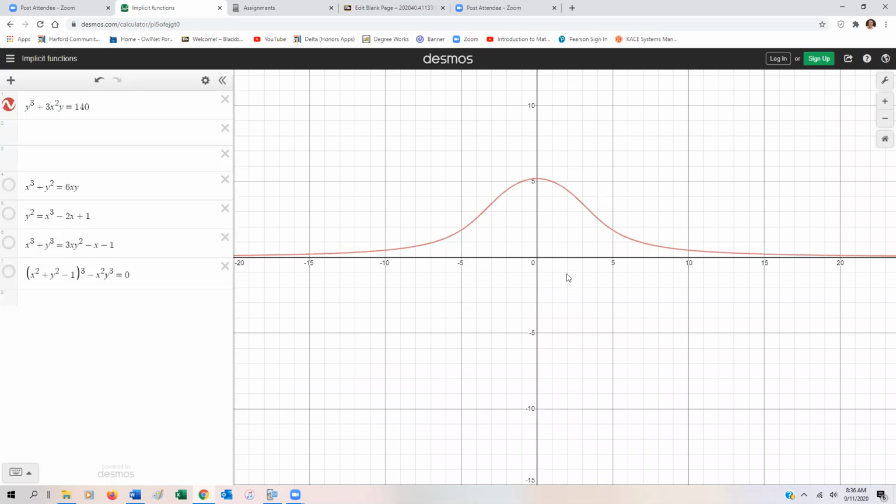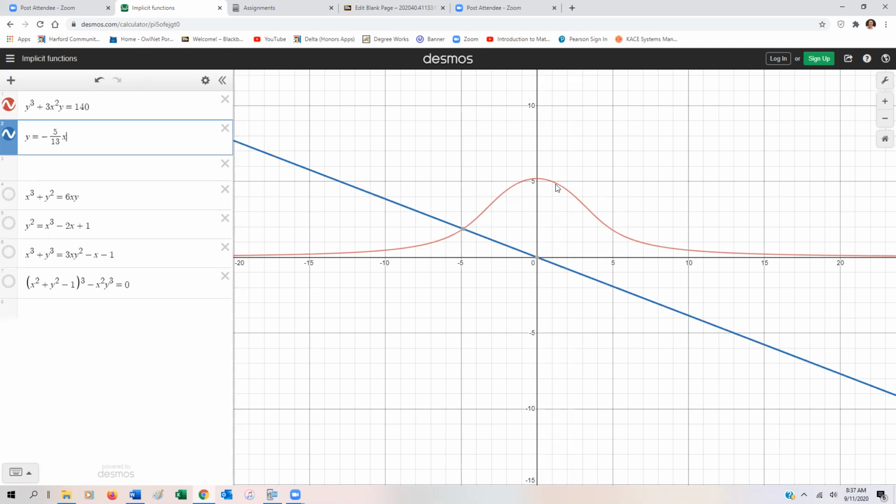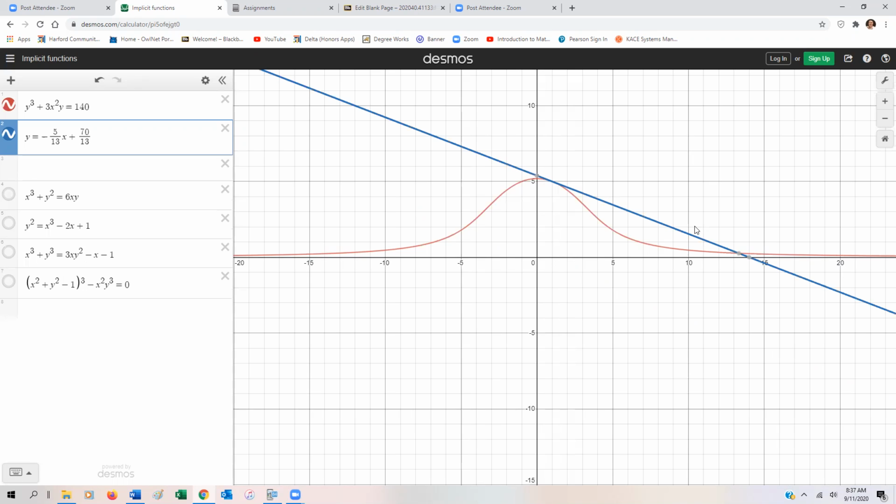For those of you that have suffered through statistics, it looks similar to a normal distribution. It's clearly not, by some of the characteristics of the standard normal distribution. And for our answer, we're hoping that at the point (1, 5) we have a tangent line. So let's see what happens. We type y equals -5/13 x plus 70/13. All right, so that looks pretty good.